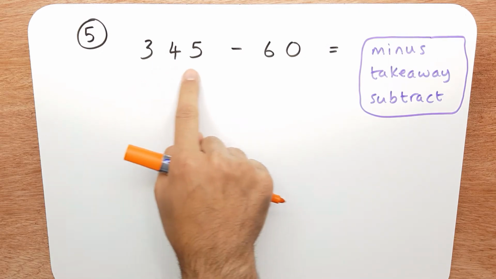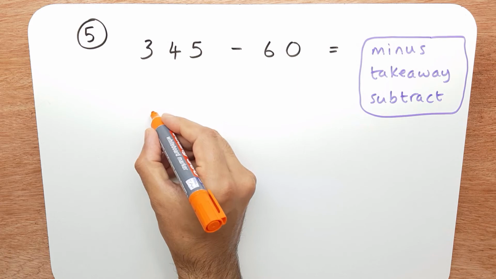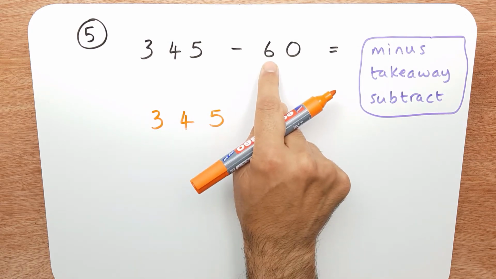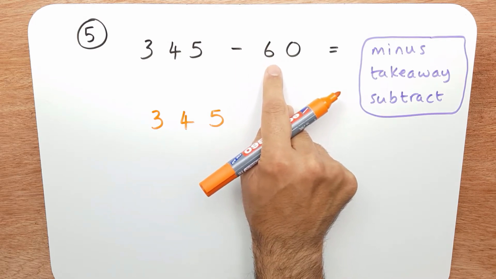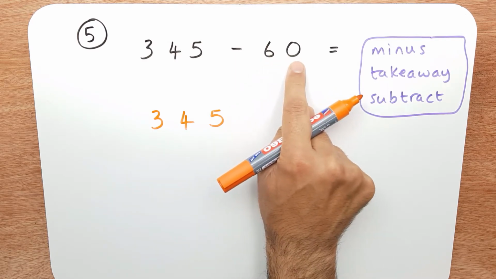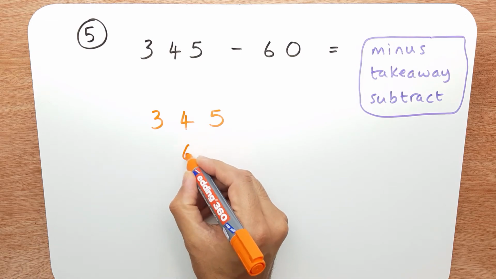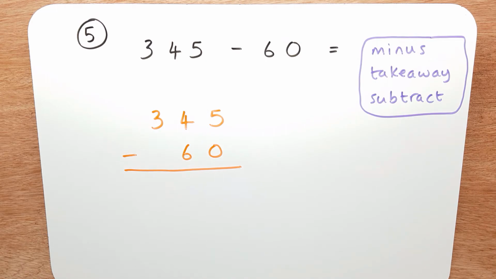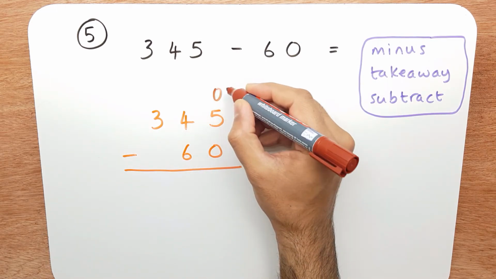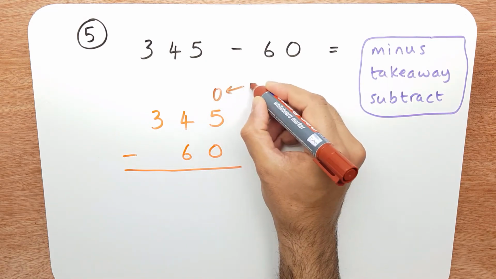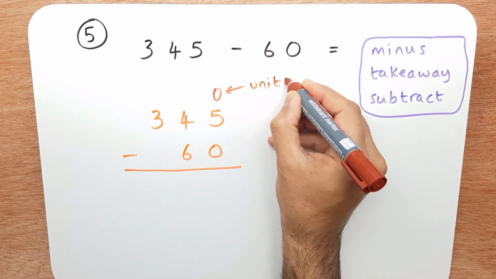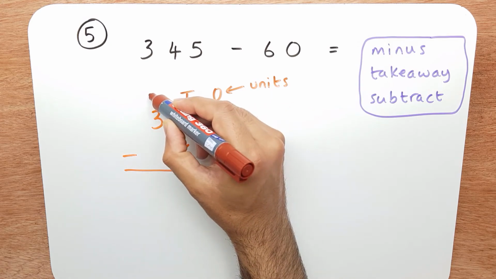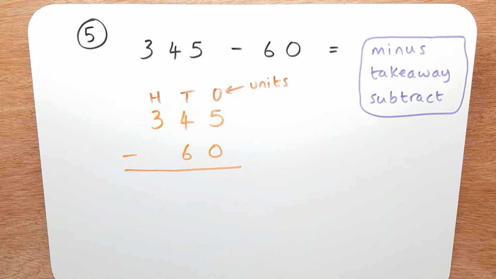Now we can do this as column subtraction. So we line everything up, 345 take away 60, and we have to be careful with this 60. That's in the tens column, that's in the ones column. 6, 0. And we're going to subtract that. And we said that this is the ones column, or the old units column. This is the tens column, and this here is the hundreds column.